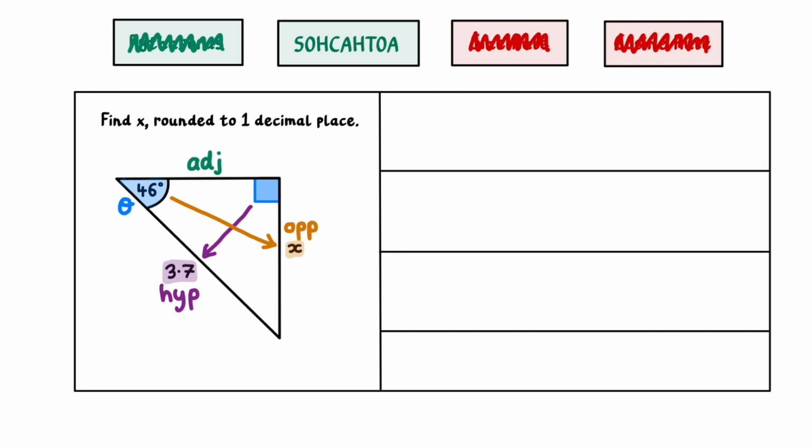Hence, we'll want to choose the ratio which involves the opposite and the hypotenuse. In other words, we should use the statement that sine of theta equals the opposite over the hypotenuse. Putting in the values for our triangle tells us that sine of 46 equals x over 3.7.